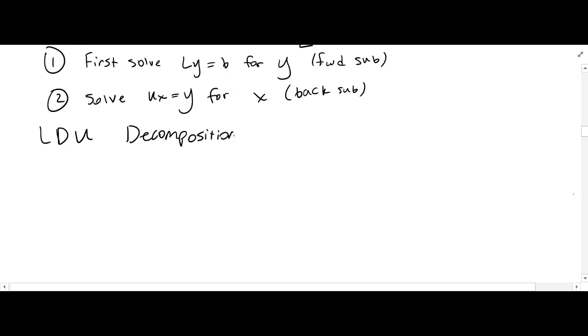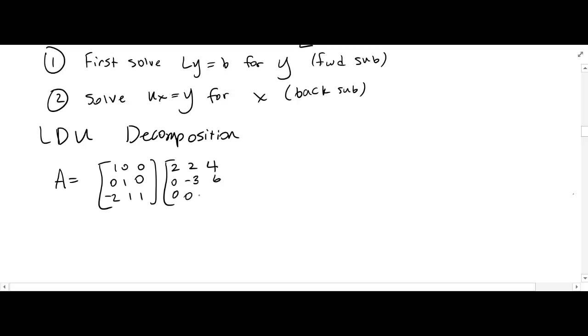So the LDU decomposition is essentially the same thing as the LU decomposition. The only difference is that the U matrix will have 1s on the diagonal because the D takes out the diagonal of the U. So if we do an example of that, in the previous problem, our LU factorization was 1, 0, 0, 0, 1, 0, negative 2, 1, 1 for the L, and then the U was 2, 2, 4, 0, negative 3, 6, 0, 0, negative 1.